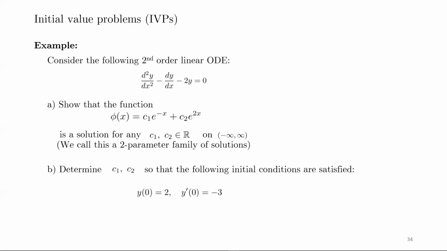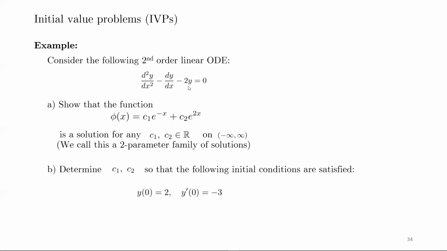So I'm throwing text at you here. We're going to consider the following second order linear ODE. Well, it's second order, so we already know that for it to be an initial value problem, we're going to at some stage need two initial conditions. So the second derivative of y with respect to x minus the first derivative of y with respect to x minus 2y equals 0.